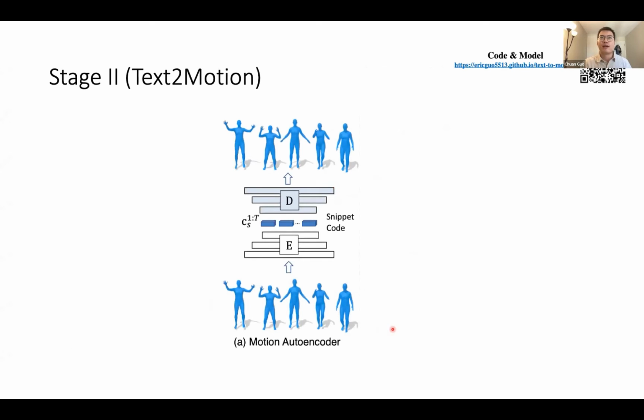And for our second stage, we call this text-to-motion. Because we have addressed the motion length, now we just care about how we could generate motions according to the text. As we said before, we first train a motion autoencoder, which encodes the pose sequence into a sequence of snippet codes, or latent codes. In our work, this latent code is 4 times shorter than the pose sequence, and also it's more informative.